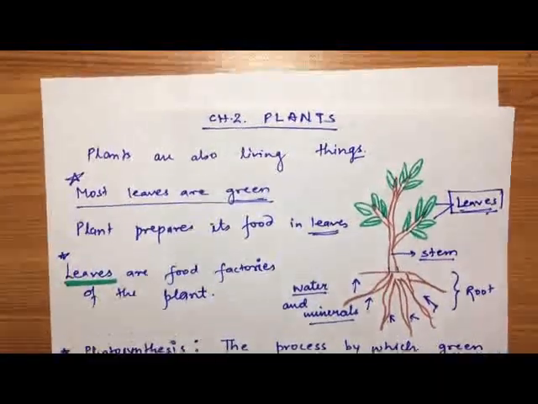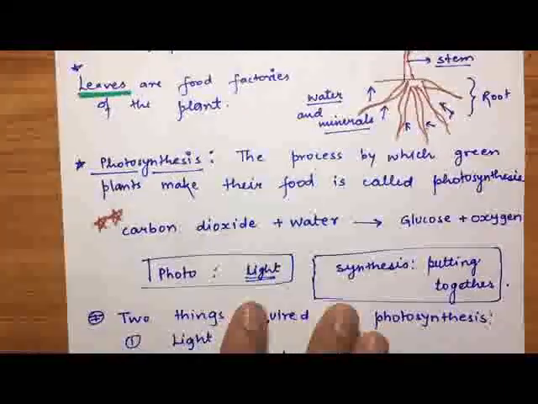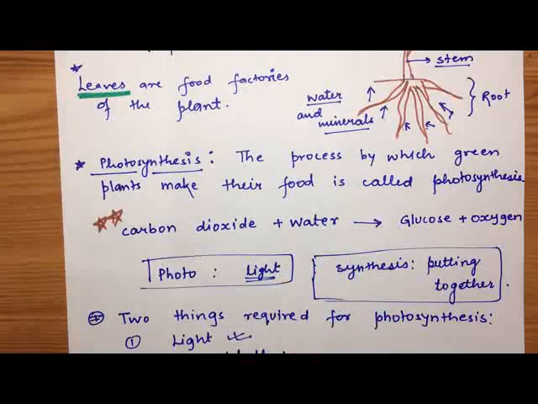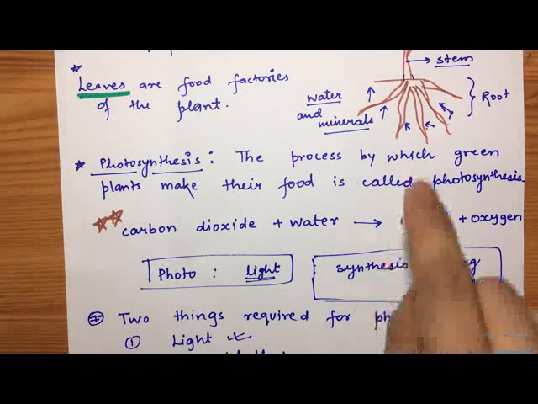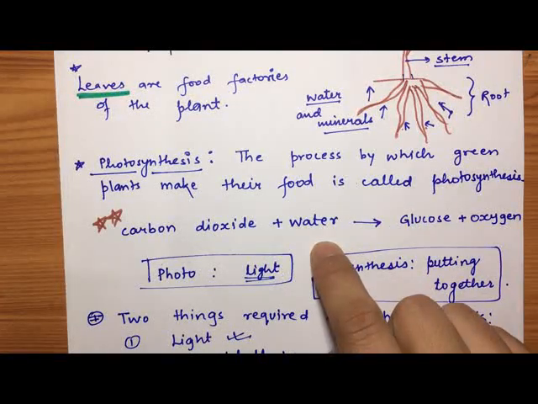Okay, so in the previous class, I'm going to have just a quick revision of the things we have studied. We had studied photosynthesis. Photosynthesis was the process by which the green plants make their food. For doing so, they need carbon dioxide and water.